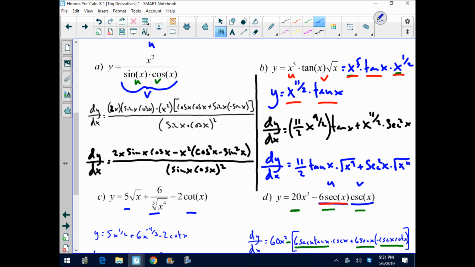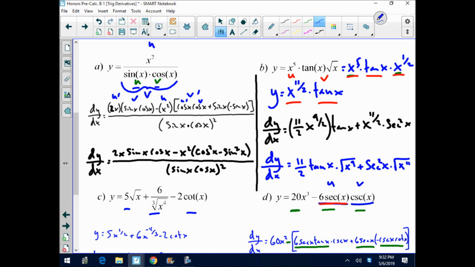So looking at this guy, we can say our dy dx is going to be our u prime v, which is, of course, the derivative of our numerator, 2x, times our v, our denominator, sine x cosine x, and then minus our u v prime, where our u is our numerator and our v prime is going to be the derivative of our denominator. So right here, we would say the derivative of our sine x is our u prime times our cosine x is our v, right? So u prime times v.